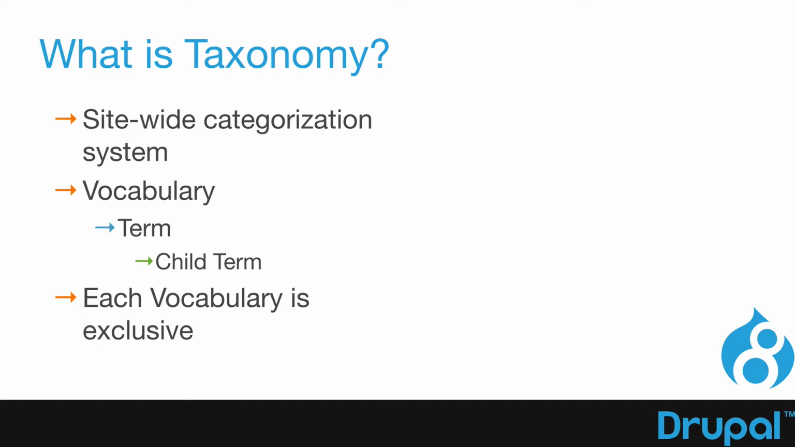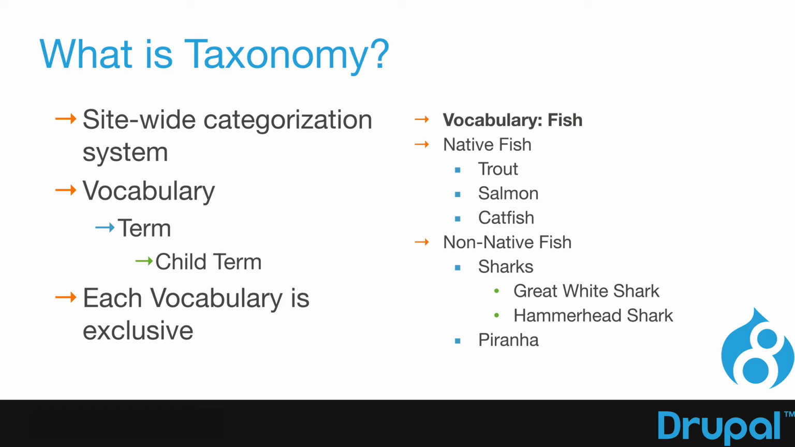I've covered this in the Drupal beginner course, but just as a quick reminder, taxonomy is site-wide categorization. We have a vocabulary, and then we have terms and child terms. Every vocabulary is exclusive, and so on the right-hand side, you might have a vocabulary called fish, non-native fish, as you see on the screen.